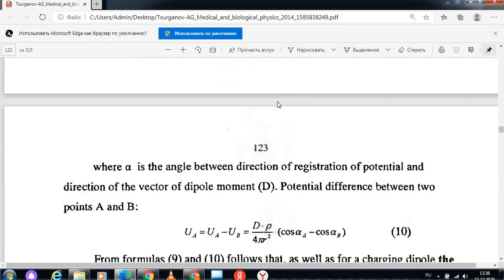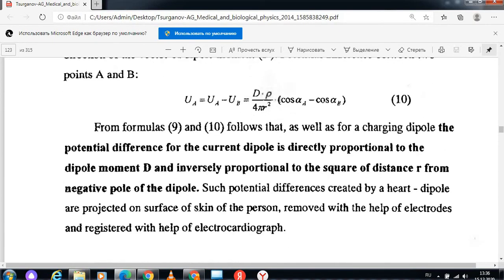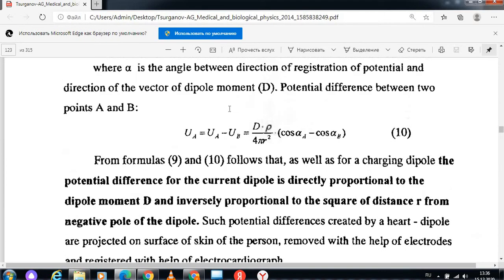The potential difference between 2 points A and B in that case will be U = U_A minus U_B. That is, D·ρ divided by 4πr² in the denominator, multiplied by the brackets containing cosine alpha at point A minus cosine alpha at point B.